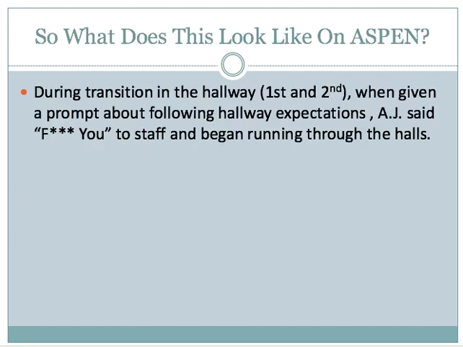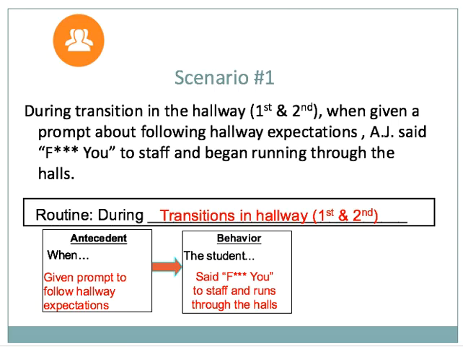So if we take a look at this referral, this would be an example of what it would look like in ASPEN if we were writing a referral now. It says, "During transition in the hallway, between first and second, when given a prompt about following hallway expectations, AJ said F you to staff and began running through the halls." So with that referral, we're able to answer the questions. What is the behavior? Well, the student said F you to staff and was running through the halls. Where did it happen? It happened in the hallway between first and second period. And when did it happen? Well, it was when he was given a prompt to follow hallway expectations.